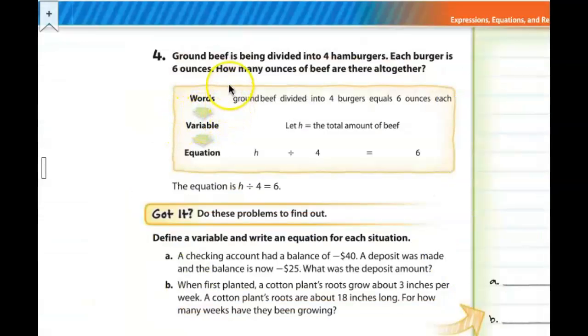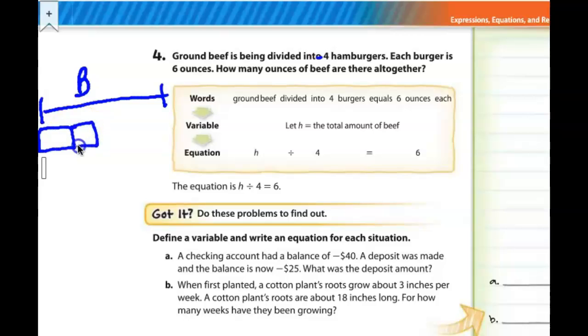Okay, for this fourth example, it says ground beef is being divided into 4 hamburgers. Each hamburger is 6 ounces. So how much beef was there altogether? So we don't know how much beef there was. So I'm going to use B for beef, but they actually used H for hamburger. Either way is fine. So if you have 4, 1, 2, 3, 4, 4 hamburgers that each have 6 ounces.